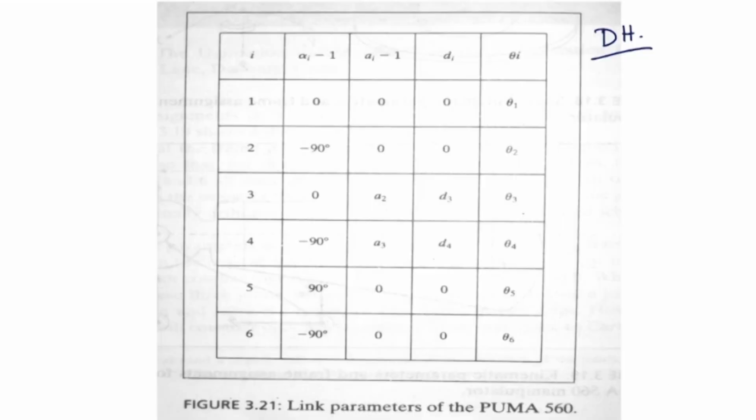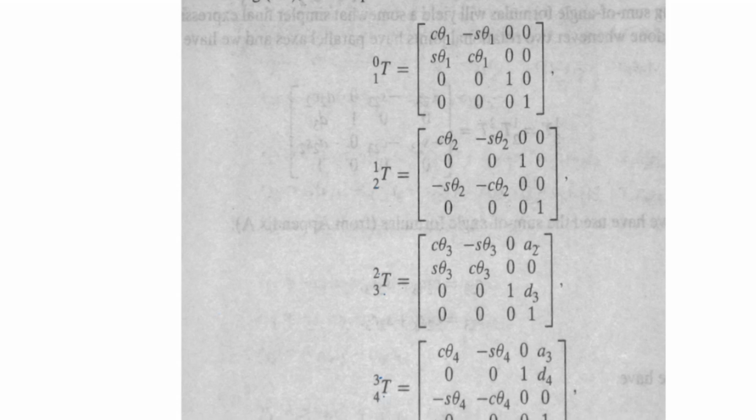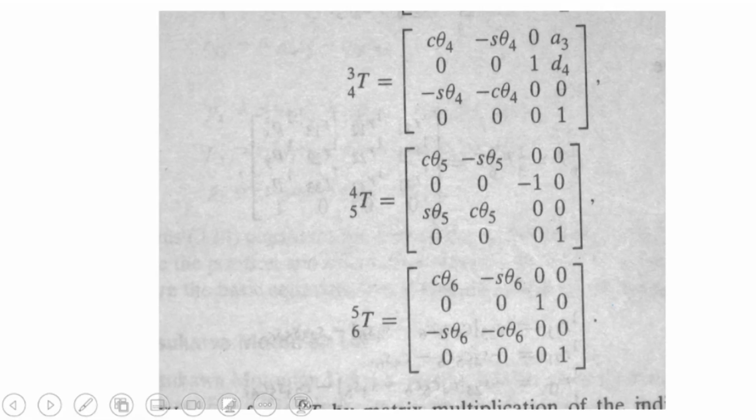If I take each row, this will become T0 to 1, T1 to 2, T2 to 3, T3 to 4, T4 to 5, and T5 to 6. Okay, and I multiply them out, I'll be getting the final matrix T0 to 6. So these are the 4 matrices, 1, 2, 3, 4, and another 2 are this side. Okay, so these are the other 2.